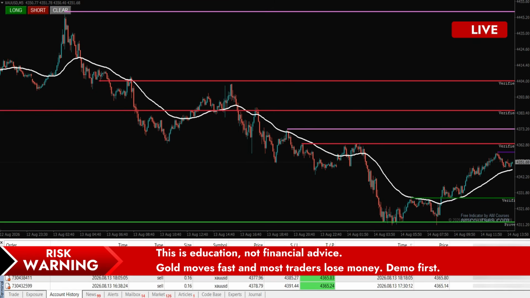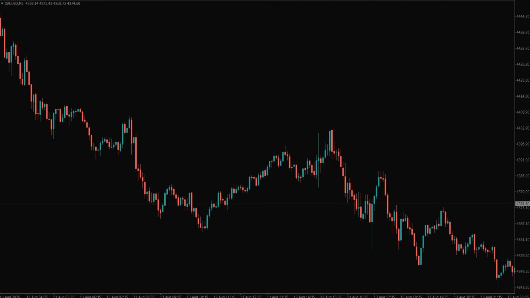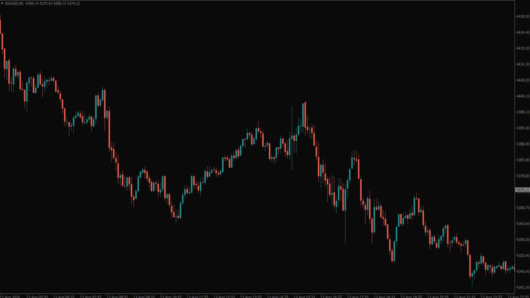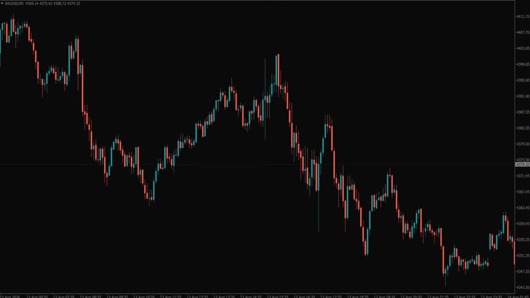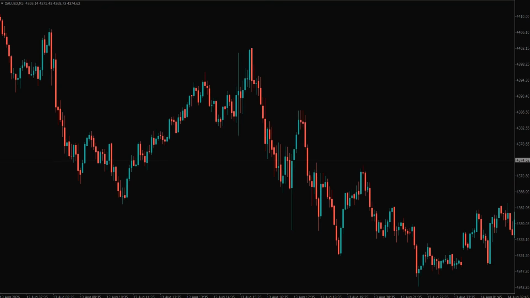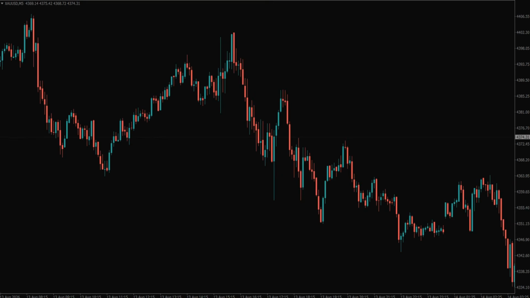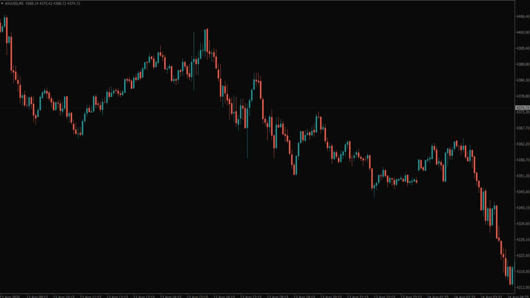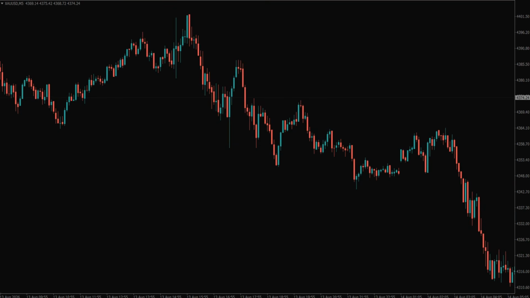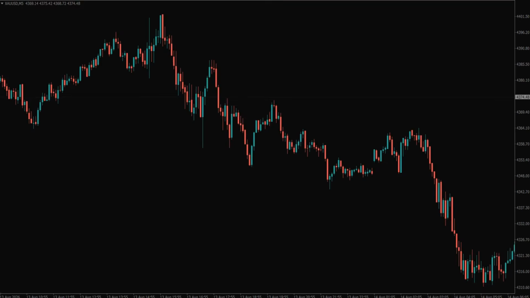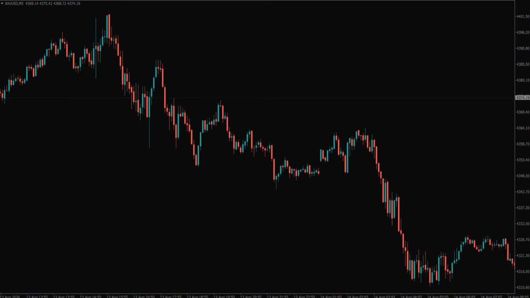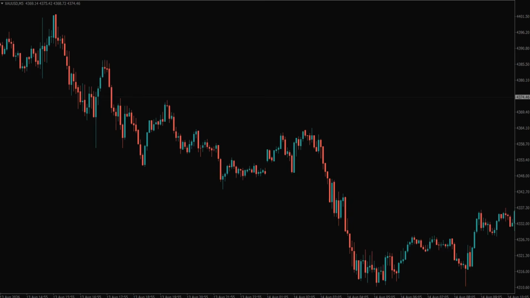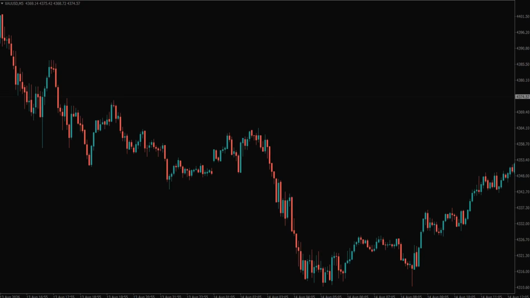Demo first. This is a pullback strategy for gold on the 5-minute chart. Price has to already be falling, and it has to be below the 50 moving average. When that is true, I wait for price to climb back up into a level it already broke, and I sell it. Sell the bounce inside a downtrend. In an uptrend, it mirrors. Price above the 50 moving average, wait for the dip into a broken resistance, and buy.